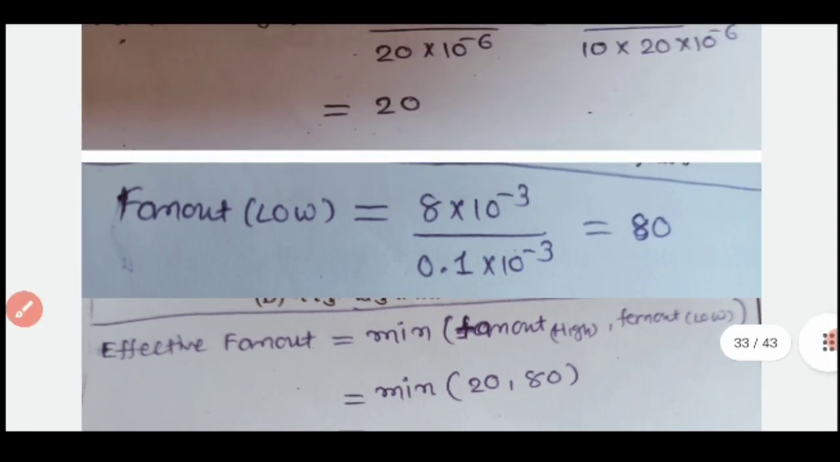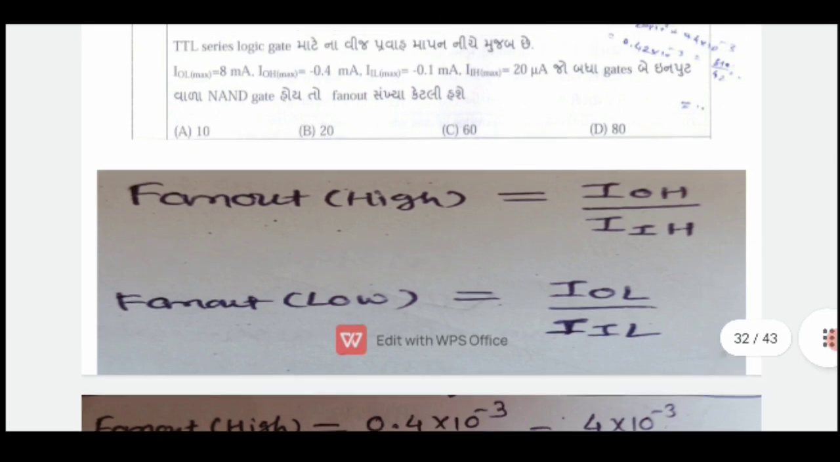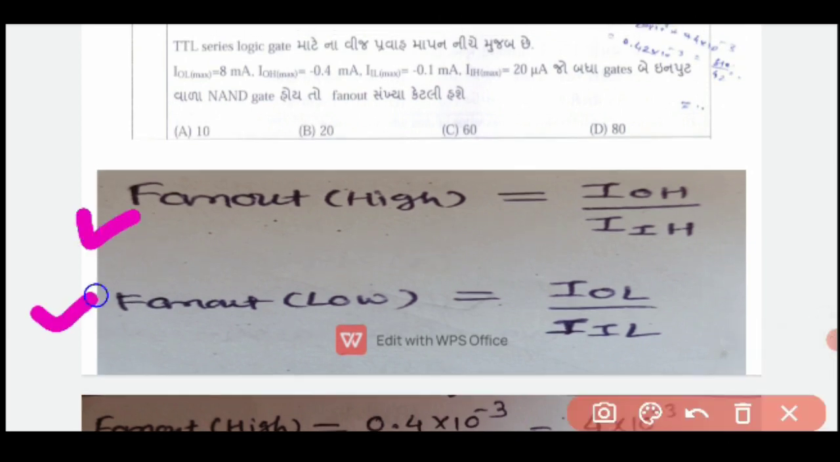You can remember two formulas. F out high is equal to IOH upon IIH, and F out low is equal to IOL upon IIL. Then you find the minimum of the two, and that will be the answer.